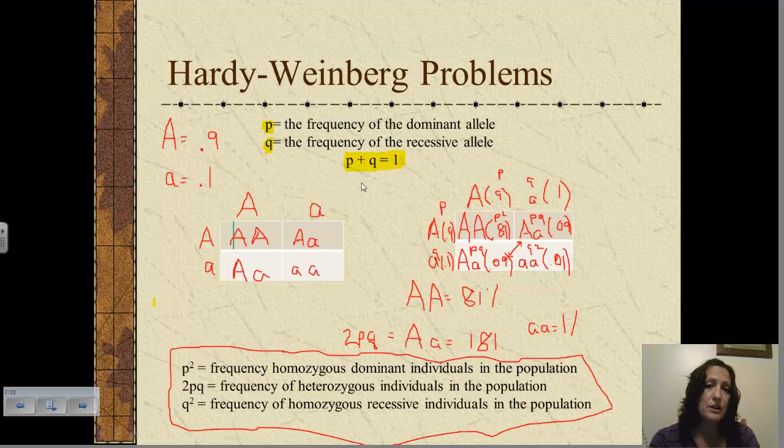We also need to know that P is the frequency of the dominant allele, not individuals. This would be referring to just one, not a diploid organism, just one of the alleles. And then Q is going to be the frequency of, again, the recessive allele. Down here we're talking about individuals in that diploid state, and here we're just looking at the frequency of the alleles. So, given all that information, I think we're ready to solve a problem.